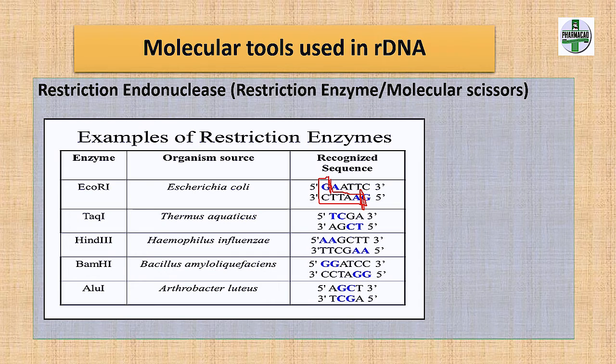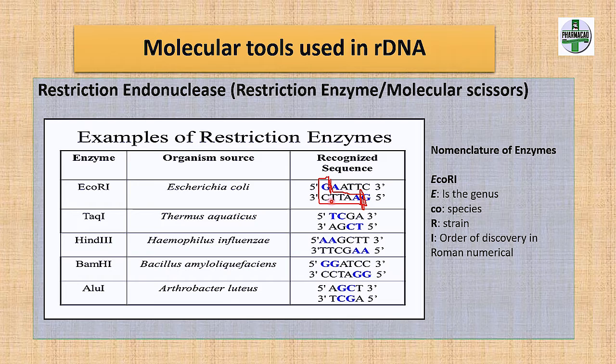So we have two sticky ends which are formed. The nomenclature of this enzyme involves the first alphabet, which is always capital, and it represents the genus. The next two alphabets represent the species. The third alphabet is again capital and represents the strain, and the fourth is the Roman number, which is I. It represents the order of discovery.